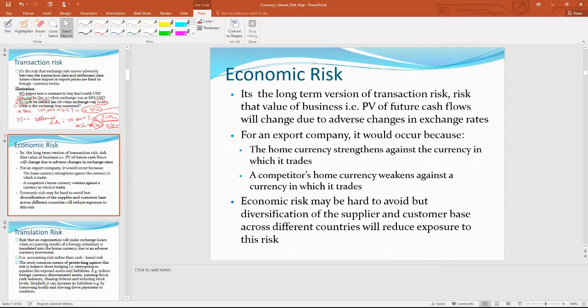Then you have the risk we call economic risk. Notice that economic risk is simply a long-term version of the transaction risk. We simply try to observe what will happen to the NPV. Now you're looking at the NPV, the impact of foreign currency rate movement on the present value of cash flows.